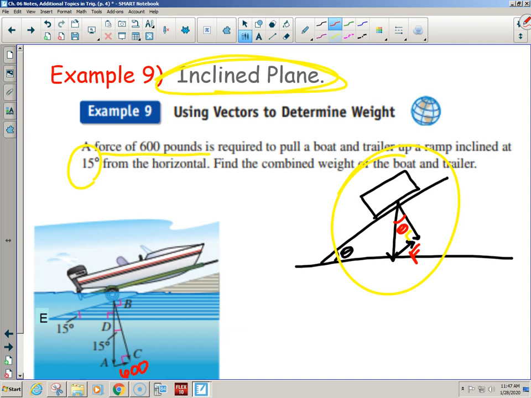And what are we supposed to be finding, though? The combined weight of the boat and the trailer. That's acting on that little wheel right there. All we're trying to do is find the line. You could think center of mass if you were talking about any other object besides a boat with a little wheel. Are we talking about the straight down, or are we talking about the against? The against is the weight. Wait, no. Gee, no one's talking.